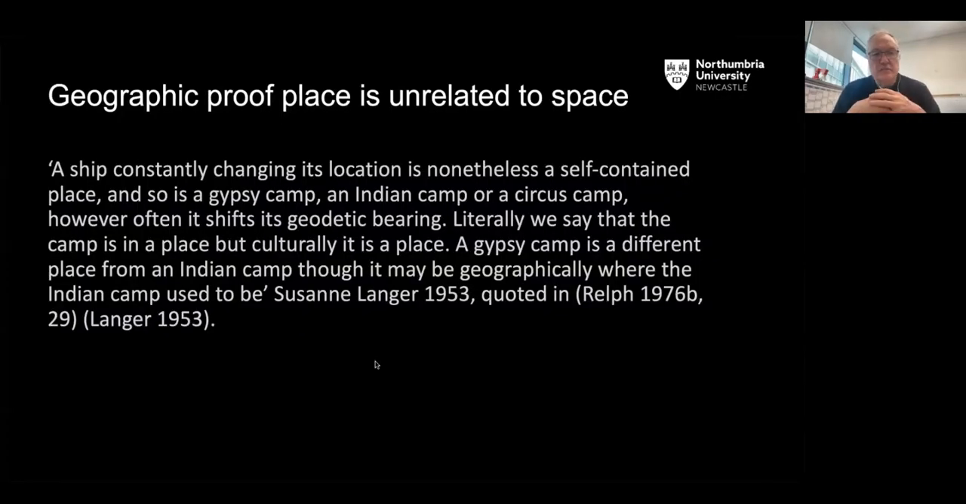For example, in the world of urban geography, they have this kind of proof that place, for example neighborhood is a kind of a place, is unrelated to space. And Susan Langer's example from the 1950s was basically, you can have people on a ship, the ship is moving, but the ship is a place. The Titanic is a place. The Queen Mary is a place. Equally, you can have a gypsy camp, or a Native American camp, as we would say now. They have a place, but the place moves around with them.